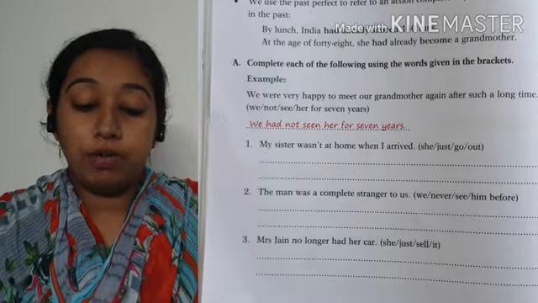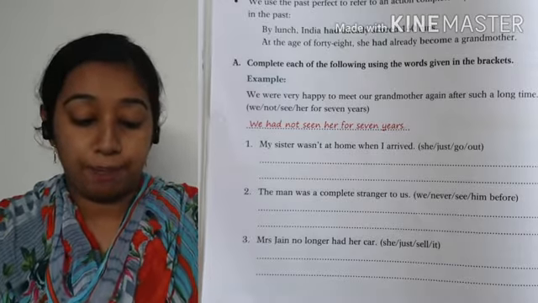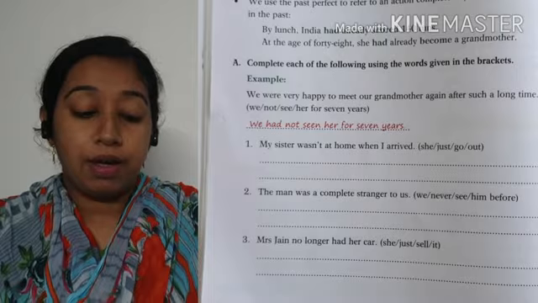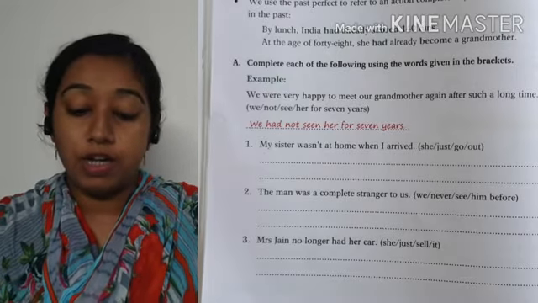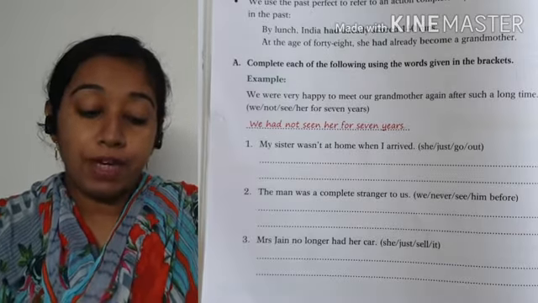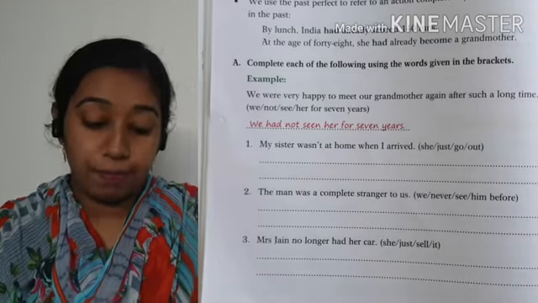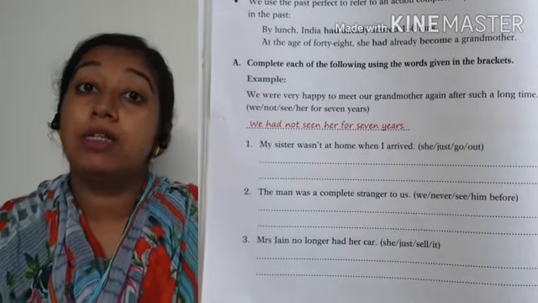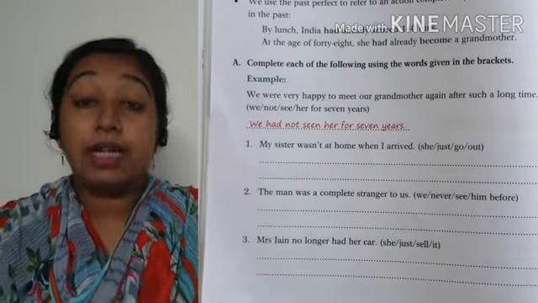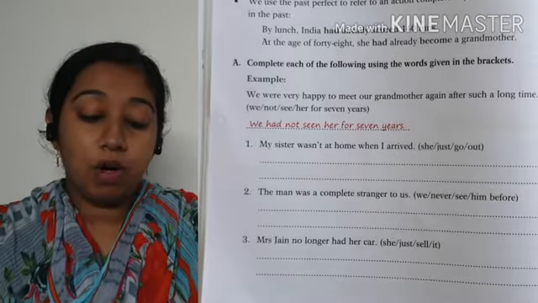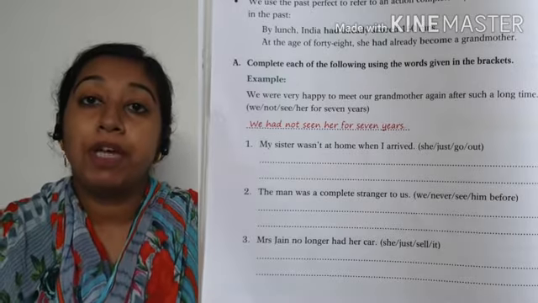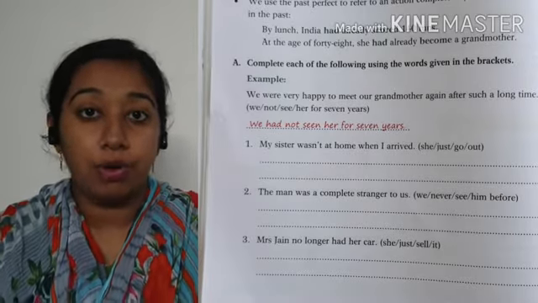Complete each of the following using the words given in the brackets. Example, we were very happy to meet our grandmother again after such a long time. So we had not seen her for 7 years. It is given in the bracket but not completely. We not see her for 7 years is given. So we are going to form it in the past perfect, had not seen. The second, that is the first one now. My sister wasn't at home when I arrived. She just go out. So it's going to be she had just gone out.